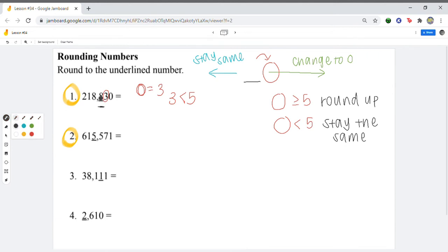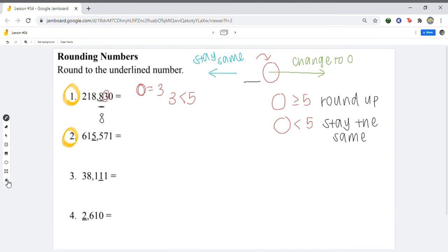So we're going to keep it as 8. I'm just going to write down 8 over here to show that I kept it the same. If the number on the right side, the circled number, was greater than or equal to 5, we would write 9 over here instead of 8. In this case, it was 3, which is less than 5, so I'm going to keep it as 8 over here.